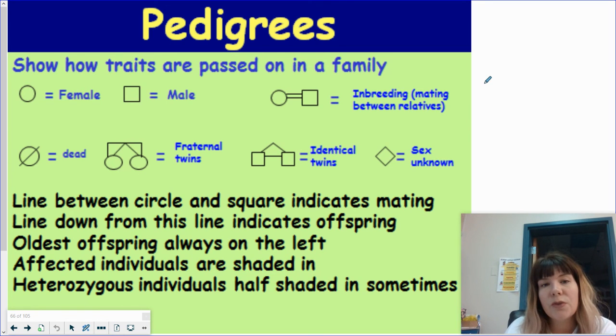Affected individuals, so someone who has a disease, will be shaded in. Now, that could mean they have a dominant disease or a recessive disease, but shaded in just means they have a disease. You won't see this very often, but heterozygous individuals are half shaded in. And I'll show you what that looks like as we move forward.